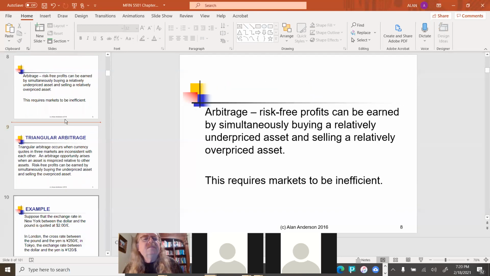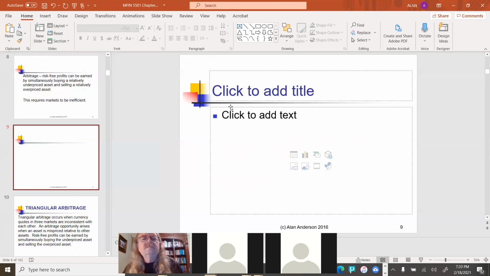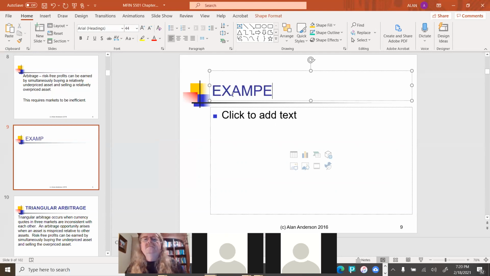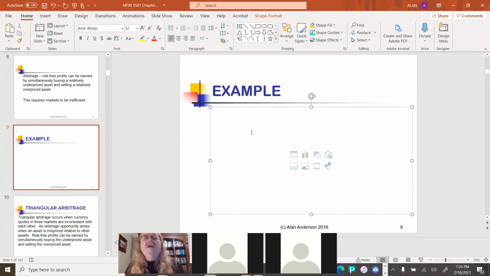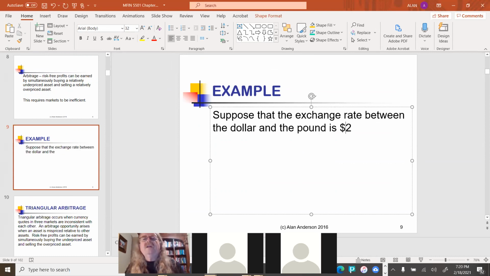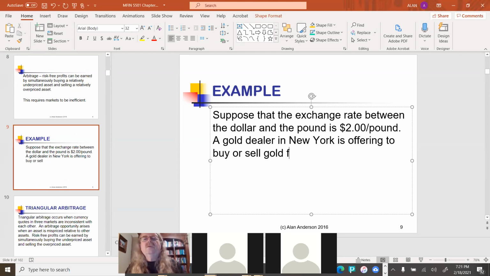Imagine the following situation. Suppose that the exchange rate between the dollar and the pound is $2 per pound, just to keep it simple. Okay, a gold dealer in New York is offering to buy or sell gold for, let's say, 1,400 per ounce.